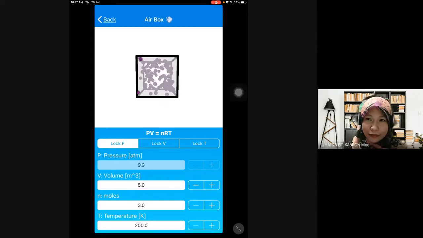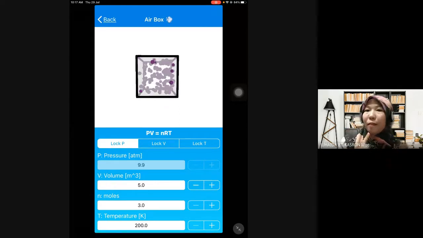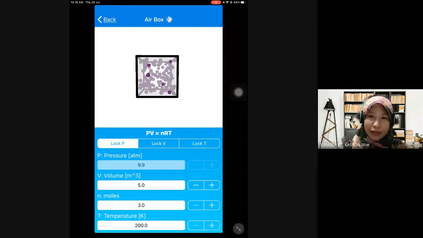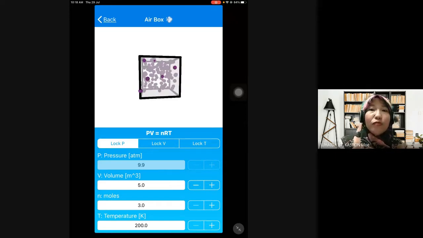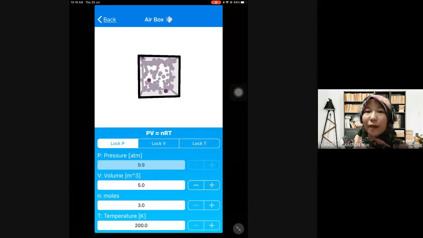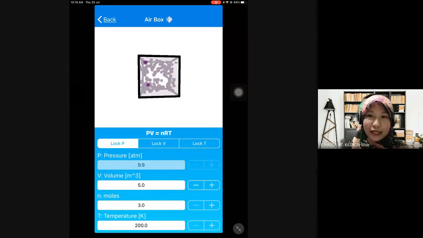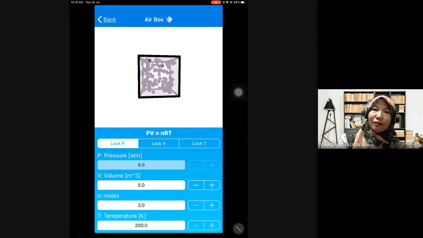Alright? The second one is about the pressure of the gas. The higher the speed of the particles hitting the wall, the higher the pressure. And the last one is about the volume. The volume can be described by the space or the distance between the molecules. So the further the distance, the greater the volume. Okay, everyone? Is it clear? Yes, teacher.